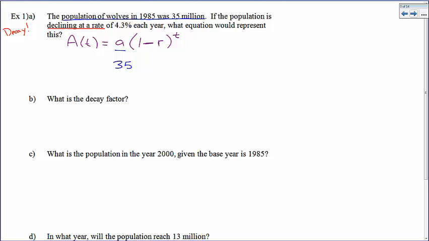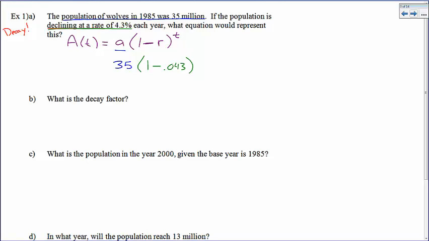Next, looking at the rate of decay, I see the value given is 4.3%. So, I plug this in for r in decimal form, remembering to subtract it from 1 because, once again, we are declining or decaying. So my rate of decay should be negative, in this case negative 0.043.